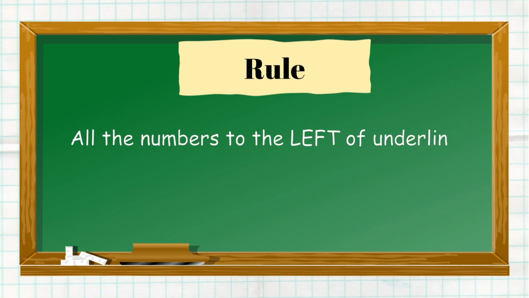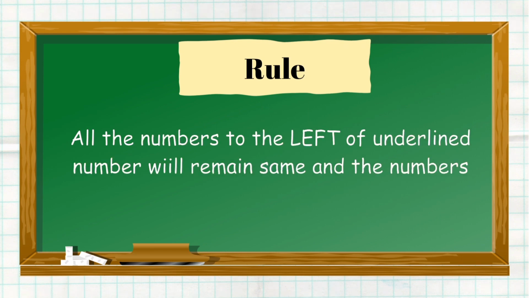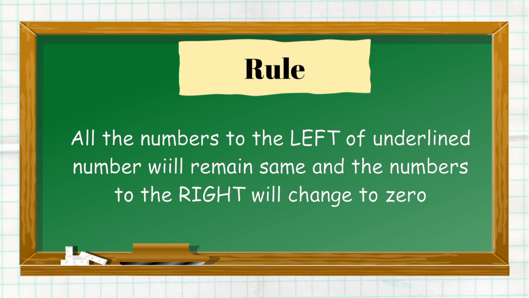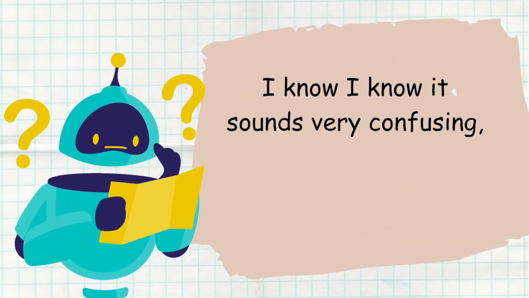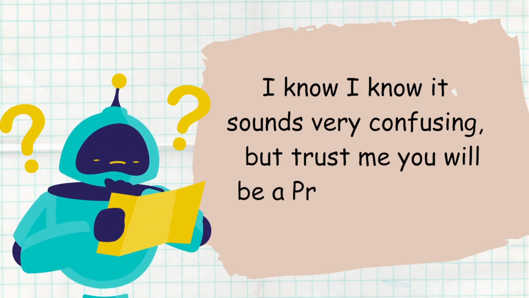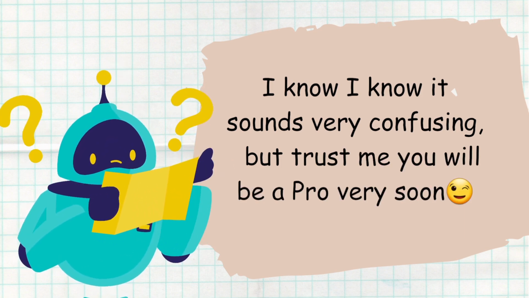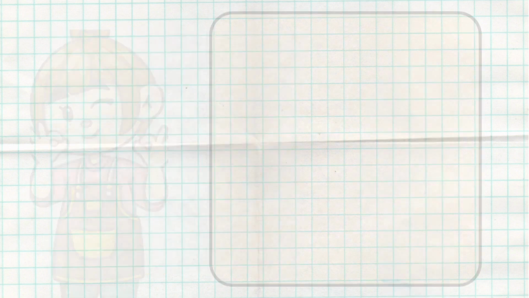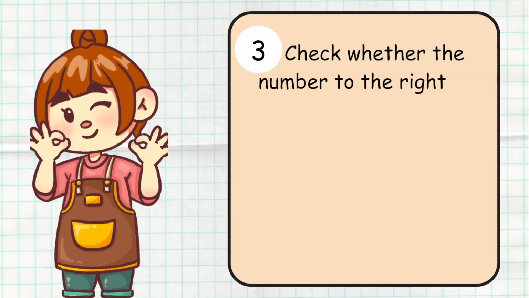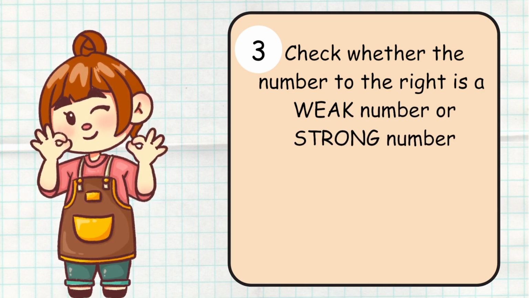And all the numbers to the left of the underlined number will remain the same and the numbers to the right will change to 0. I know, it sounds very confusing, but trust me, you will be a pro very soon. Now coming back to step 3. Check whether the number to the right is a weak number or a strong number.